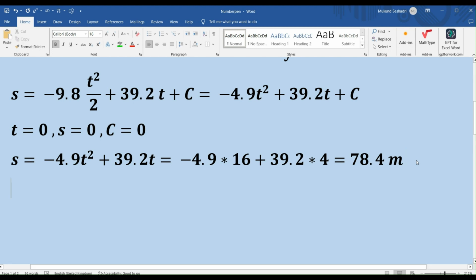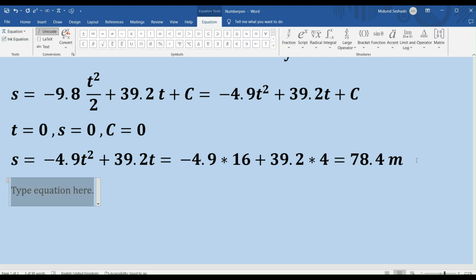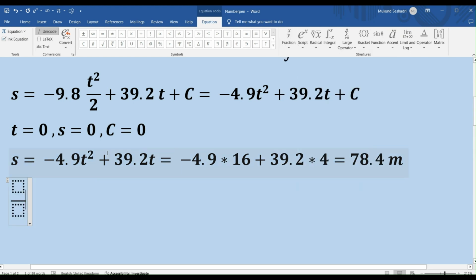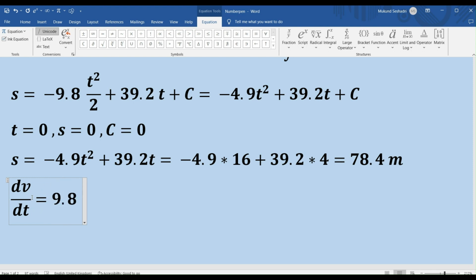But this time I want you to understand that when the ball comes down, there is a force acting in the direction of the ball itself, right? And this time my dv by dt is not minus 9.8, it is plus 9.8. And why is that? Because my dv by dt is acting in the direction of the ball itself, right? So, which is again the only force, my acceleration due to gravity. I can solve the problem using integral calculus.